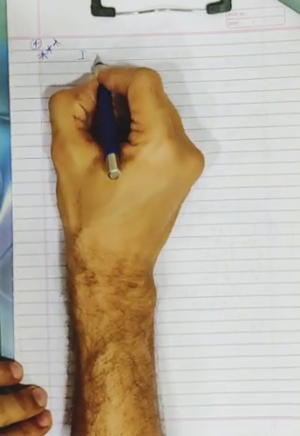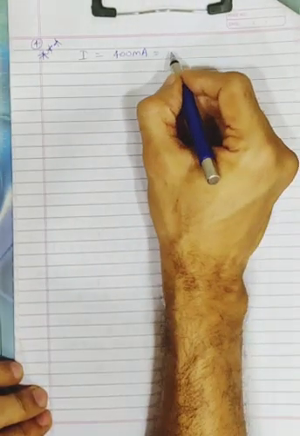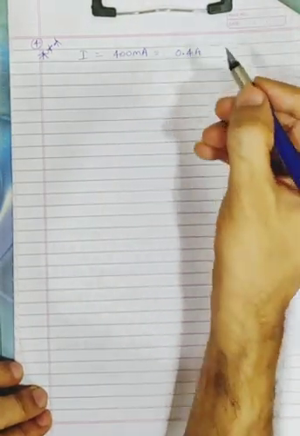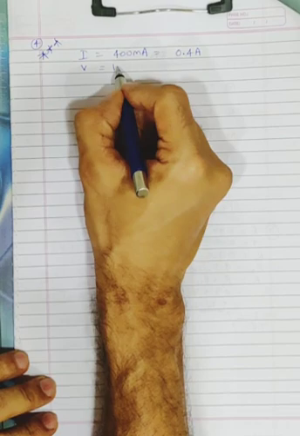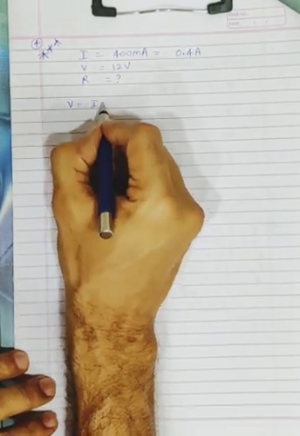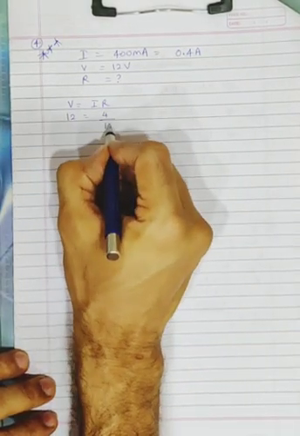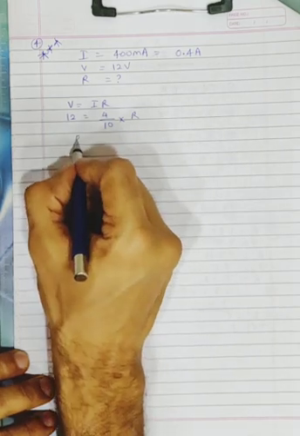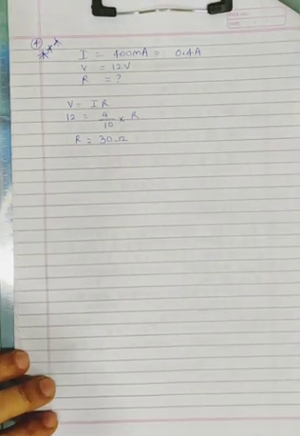You're given first the music system draws a current of 400 milliampere. So I is equal to 400 milliampere. If you remember, we have to convert this into ampere by dividing by 1000. So you get 0.4 ampere. When connected to a 12 volt battery, V is equal to 12 volt. What is the resistance of the music system? Use the formula V is equal to IR. V is 12, I is 0.4 into R. So R is equal to 30 ohm. So the music system has 30 ohm resistance.